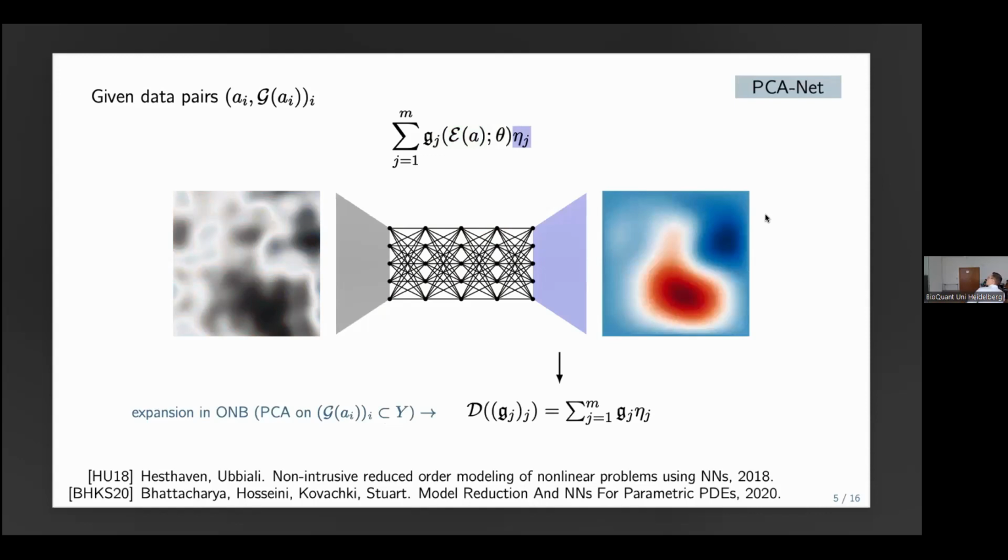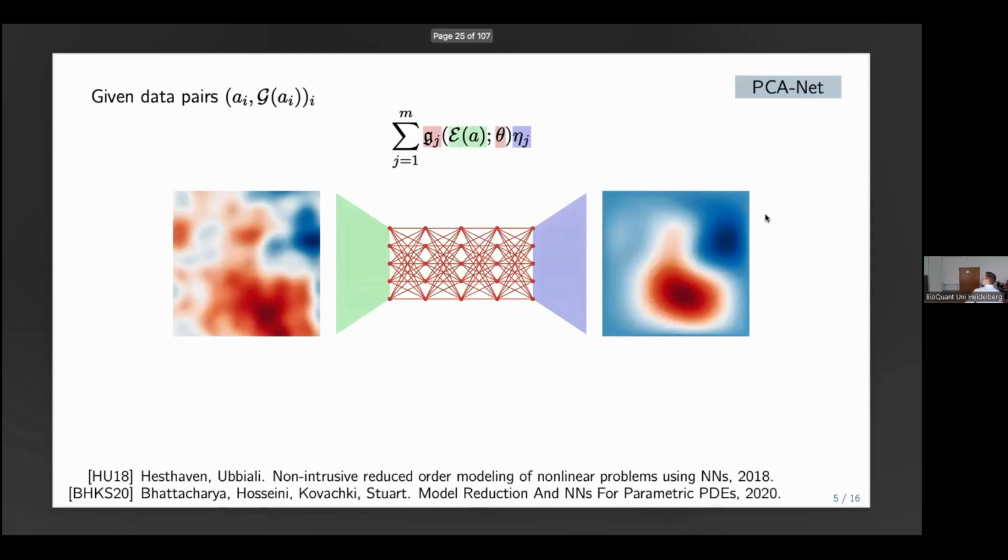Namely, I first determine an m-dimensional space best representing the output data, and I expand in terms of this output basis. So again, it's a linear way of doing this decoding over here. Yeah, and this is the PCA-Net.